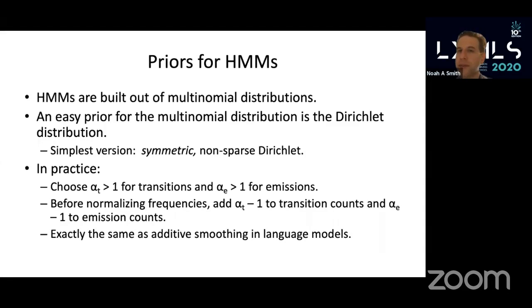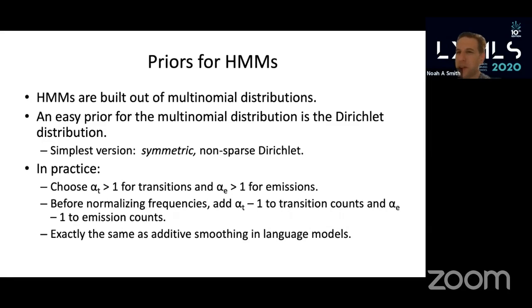So for transitions, you're going to pick a value alpha t greater than 1. And for emissions, you're going to pick a value alpha e greater than 1. And basically, the bigger the values you pick, the more strongly you're encouraging your probability distributions in your model to move toward uniform, or to be a little bit more flat rather than peaky. And so what you do in practice, before you take your frequencies and normalize them, is add something to the counts. So you're going to add alpha t minus 1 to the transition counts, a positive value, and alpha e minus 1 to the emission counts, also a positive value.